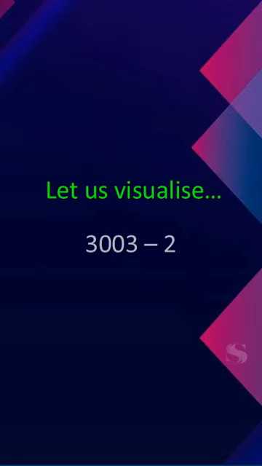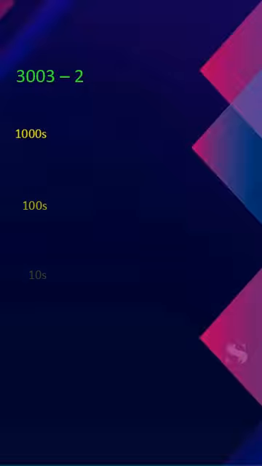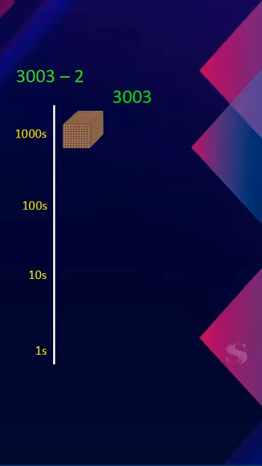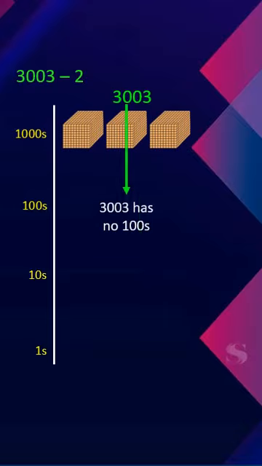We are now ready to witness the steps in the process of subtraction where no borrowing is required. We will observe a no-borrow subtraction expression, 3003 minus 2. Visualizing 3003 minus 2 using number blocks. Let us carefully observe the subtraction process.